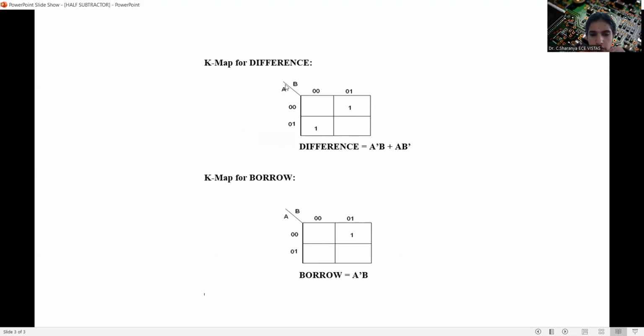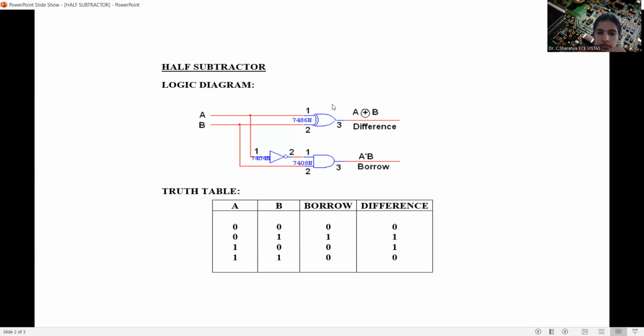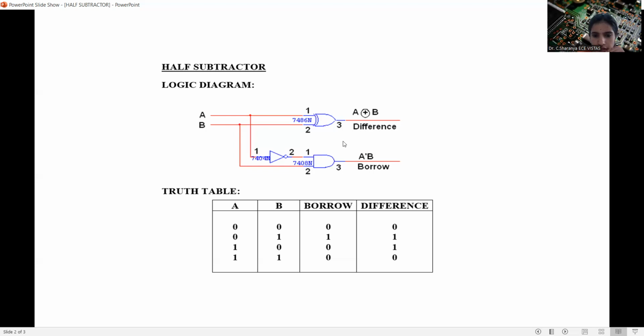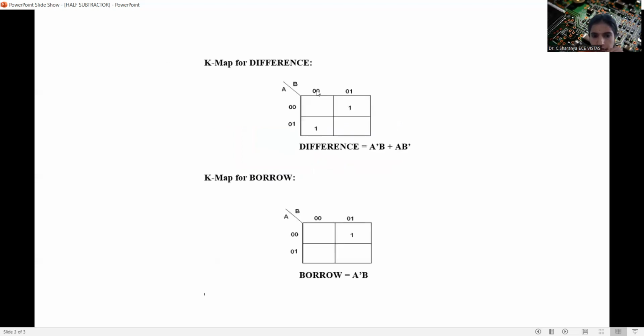So we have A on one side and B on the other side. The possible combination of A is 0 and 1, and for B is also 0 and 1. So let's see the difference. We have 1 in two places. When A is 0 and B is 1, the difference is 1. Next one is when A is 1 and B is 0, the difference is 1.